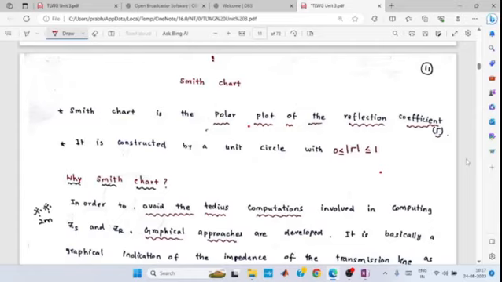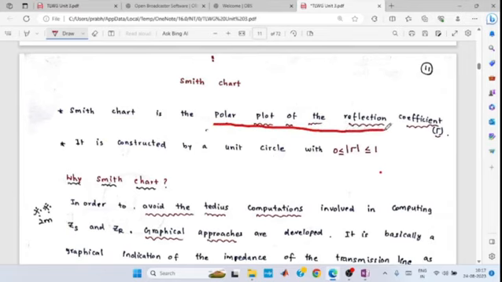Morning students, today we are going to see the basic problems using Smith chart. Before we go to the Smith chart, let me give a brief introduction about it. The Smith chart is the polar plot of the reflection coefficient.